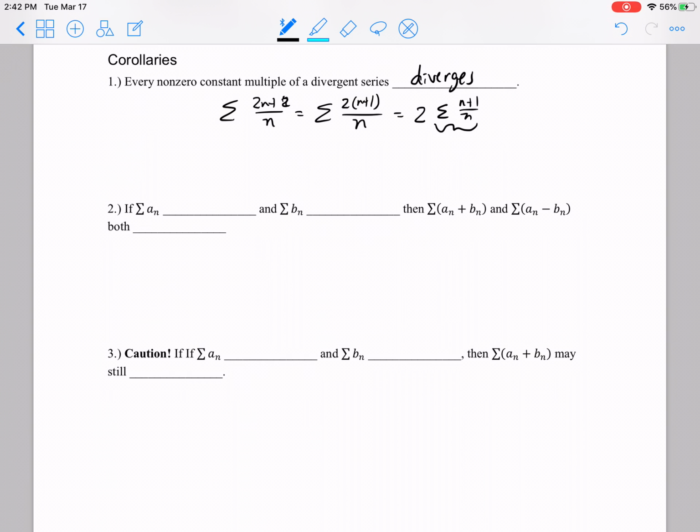If a series an converges and the series bn diverges, then the sum of the two series, or the difference of them, also both diverge.